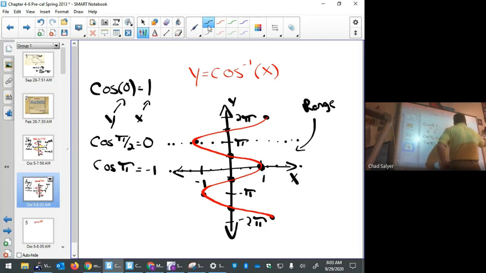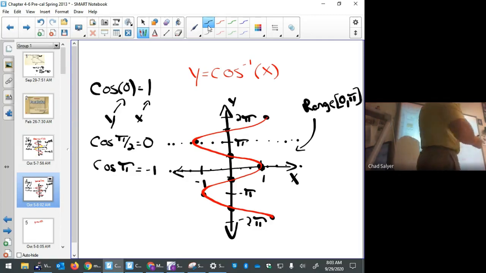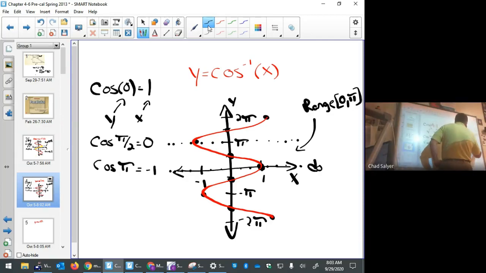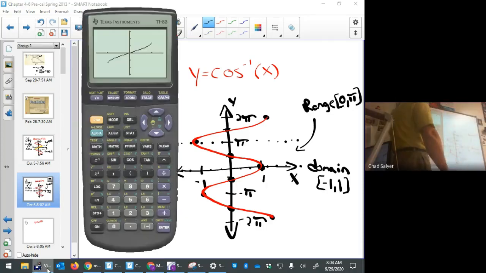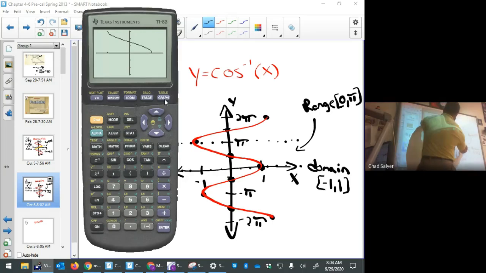So in order to make it functional, we artificially constrain the range to go from 0 to pi. And the domain is going to be from negative 1 to 1 again. So this artificial constraint is what makes it functional. So once again, if I were to graph it, you're just going to see this part, from 0 to pi. So if I change this to cosine inverse and I graph, you're seeing only this part.